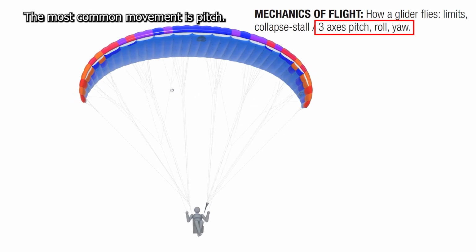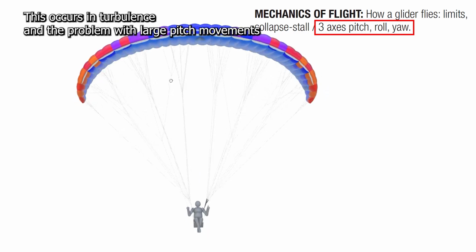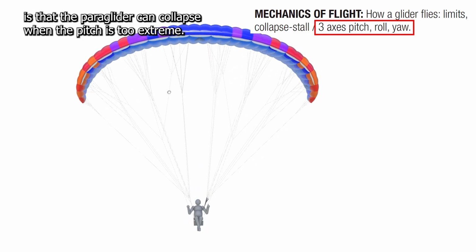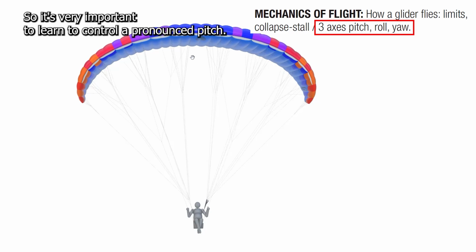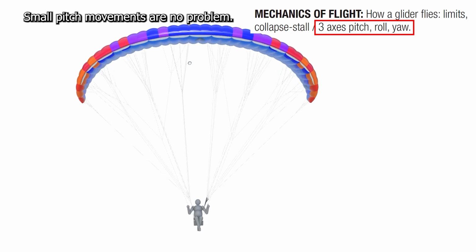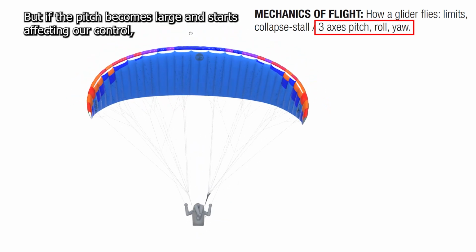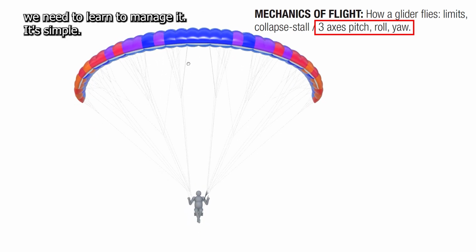The most common movement is pitch. This occurs in turbulence, and the problem with large pitch movements is that the paraglider can collapse when the pitch is too extreme. So it's very important to learn to control a pronounced pitch. Small pitch movements are no problem, ignore them. But if the pitch becomes large and starts affecting our control, we need to learn to manage it.